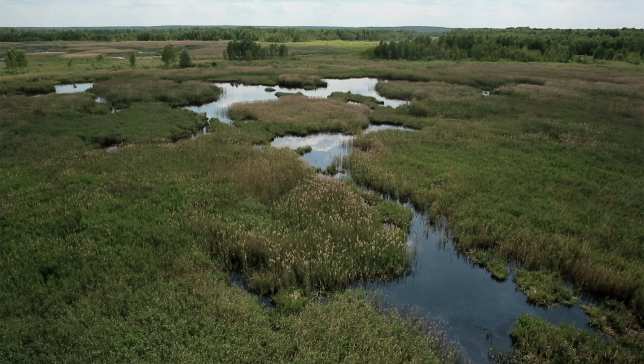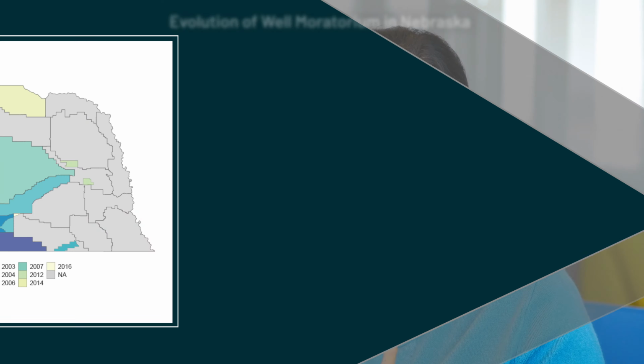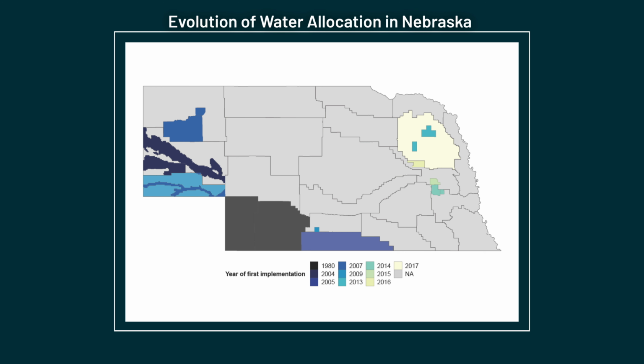There are many types of policies which have been adopted by the 23 NRDs across Nebraska, but we focus on two types of groundwater quantity regulations which we expect to have a drastic effect on farmers' irrigation decisions. These are number one, a well moratorium, and number two, water allocations. A well moratorium is like a ban on the development of new wells. That is, it prohibits the further expansion of land for irrigation. On the other hand, a water allocation is like a limit on the amount of water that can be extracted per acre per year from a land that has already been developed for irrigation.